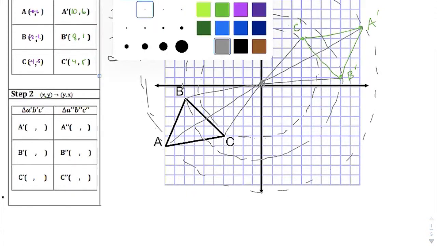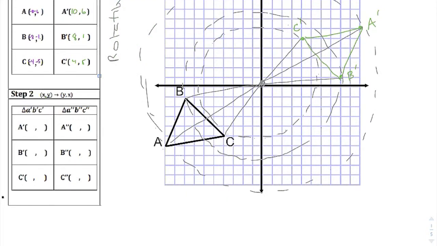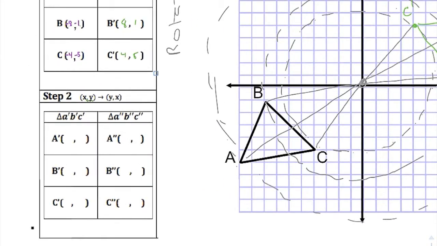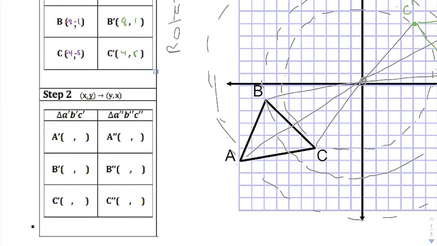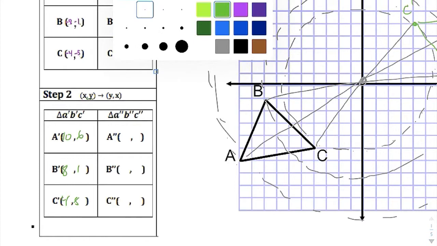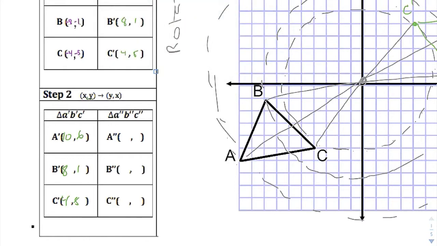Alright, so we're going to take these points and we're going to transfer them to here. Let me zoom in a little bit. Okay, so we're going to start with 10, 6, 8, 1, and then 4, 5. Let's use red.